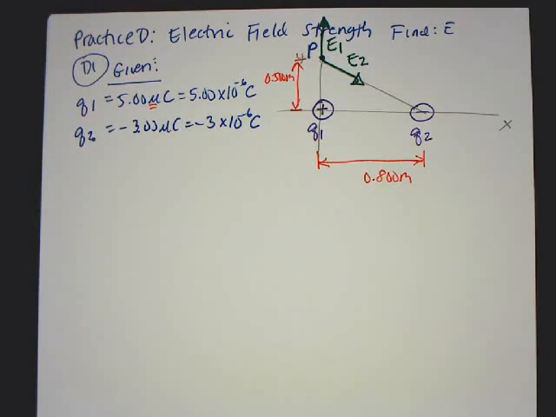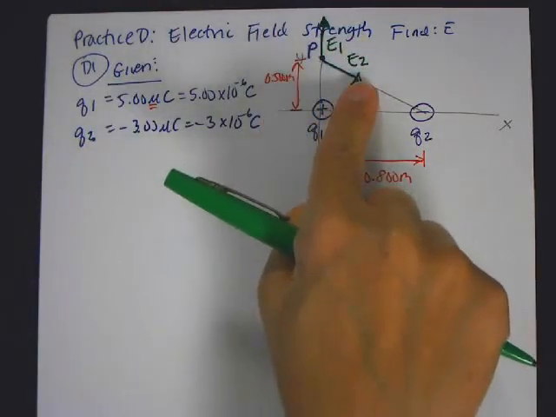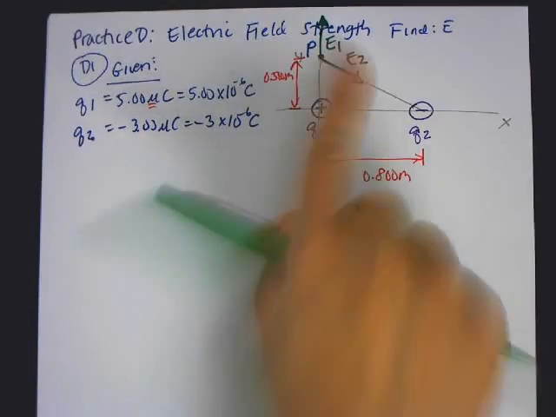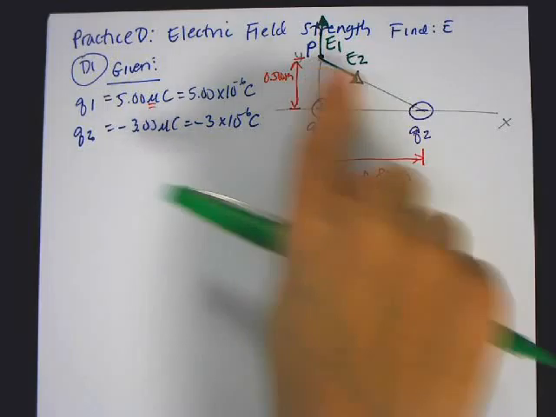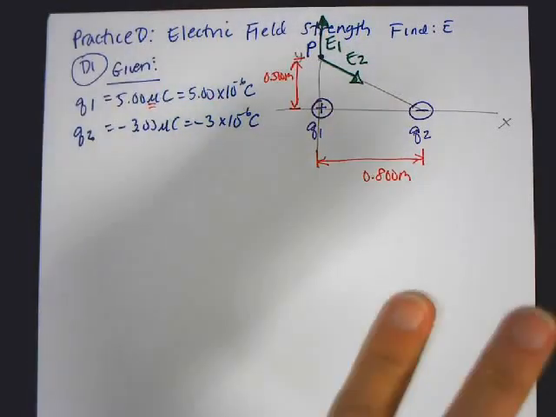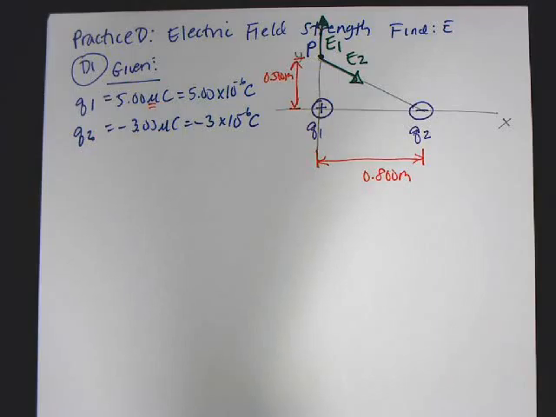Okay, all I'm going to do is I am going to find this E1, I'm going to find this E2. Once I find each one, this one only has a Y component, this one has an X and a Y. I add them up, I find the net EX, the net EY, and I do, again, superposition just like I did before, but now we're doing it with E.